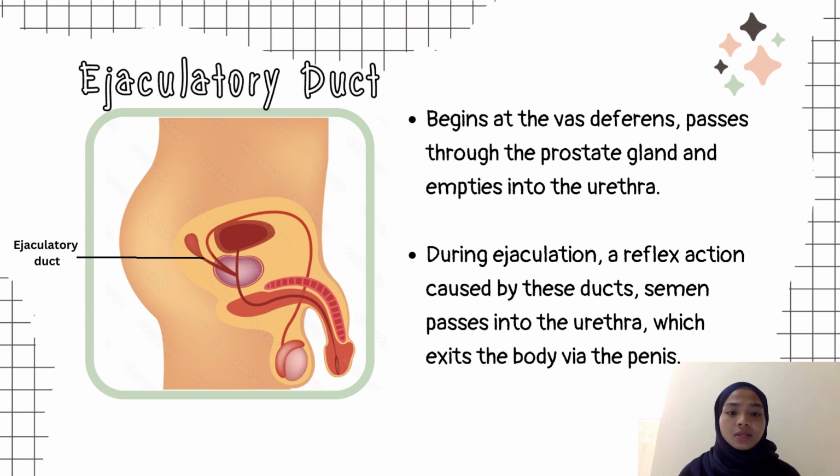The ejaculatory duct is located on each side of the prostate gland, and it is about 2 centimeters in length. It is created when the seminal vesicle duct merges with the vas deferens. So that's all for my part.